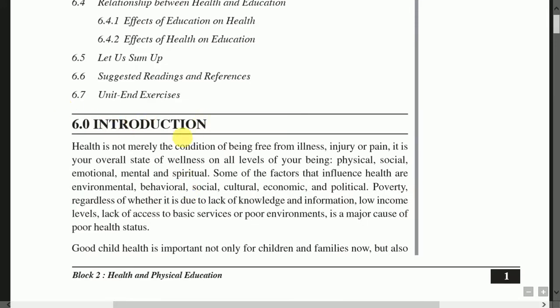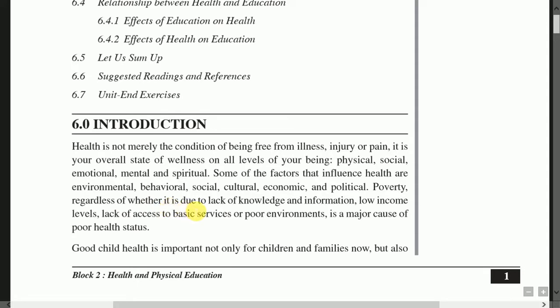Now, introduction. Health is not merely the condition of being free from illness, injury or pain. It is your overall state of wellness on all levels of your being: physical, social, emotional, mental and spiritual. Some of the factors that influence health are environmental, behavioral, social, cultural, economic and political.